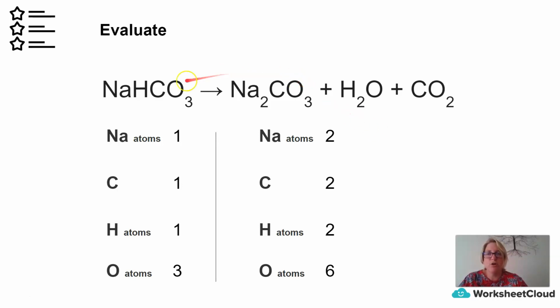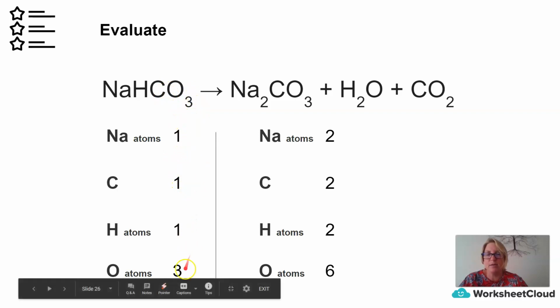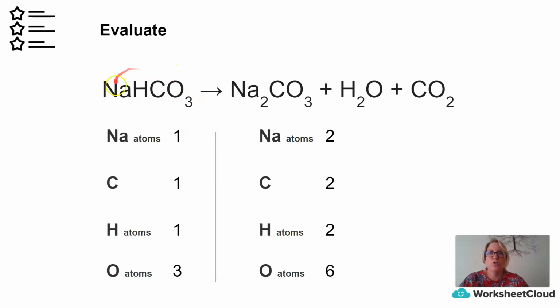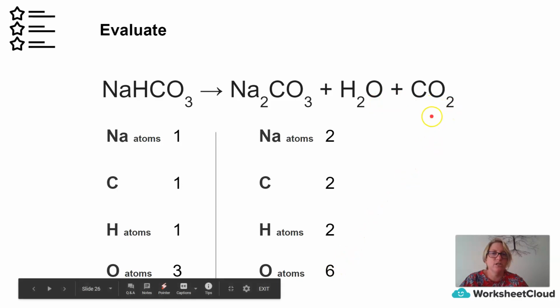So if we start to have a look here, we have 1 atom of sodium, 1 atom of hydrogen, 1 atom of carbon, and 3 atoms of oxygen. So those are the atoms in the reactants. Now if we move to the products, we've got 2 atoms of sodium, 1 atom of carbon here, but there's another atom of carbon here. So with the products together, we have 2 atoms of carbon. Oxygen we have 3, 4, 5, 6 oxygens, and hydrogens we have 2.